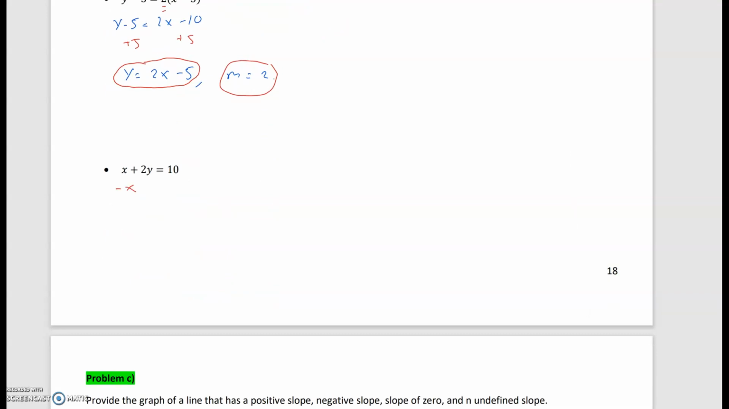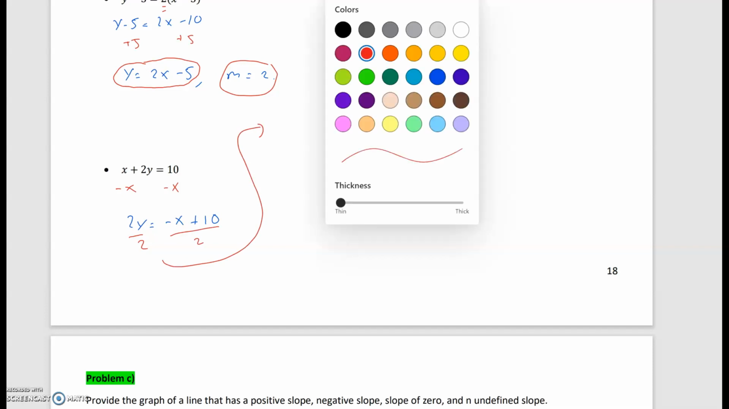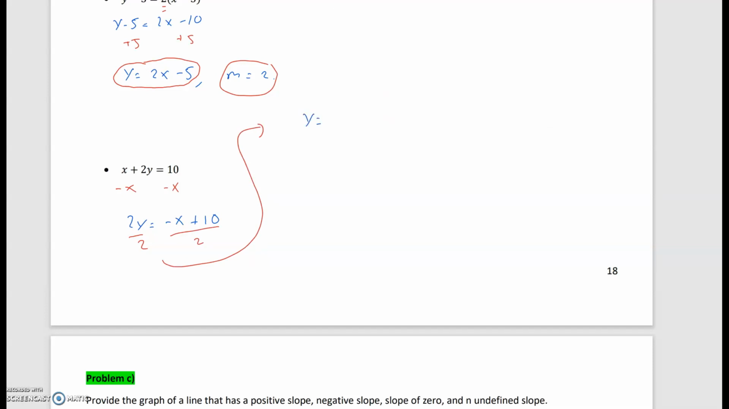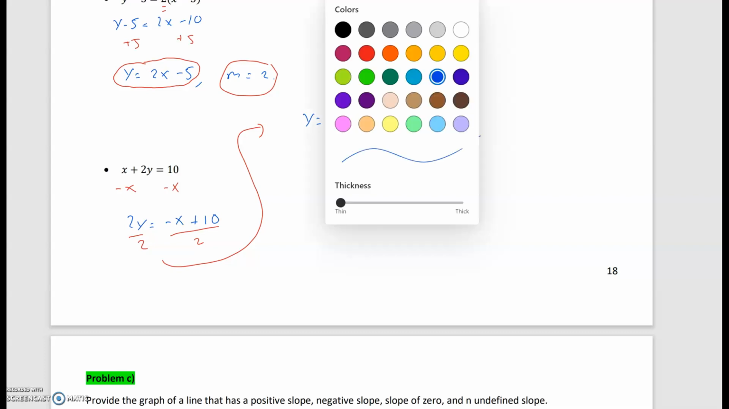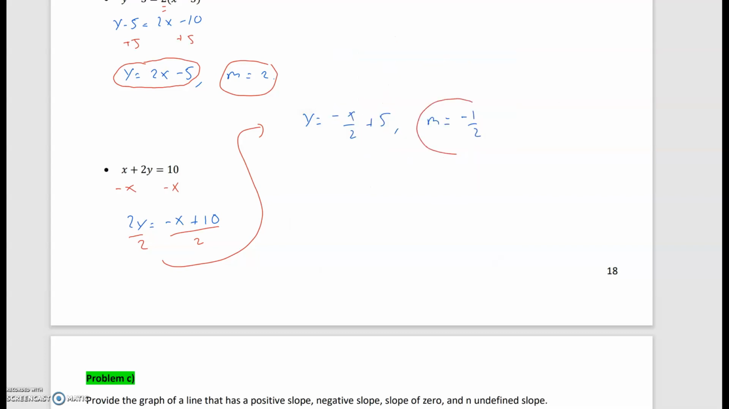What I'm going to do is I'm going to subtract the x's, and you're going to end up with the values of 2y is equal to -x plus 10, and then do a division of the 2's. And let me just rewrite it in mx plus b. So in this case, y is equal to -x over 2 plus the values of 5. From here, you can see that m is equal to -1/2. Remember that it's the value that multiplies the x's. So if you rewrite it as -1/2 x, you will have the slope of the line.